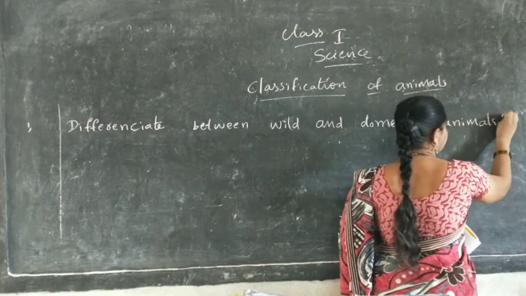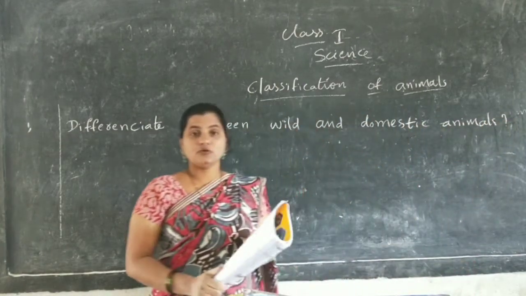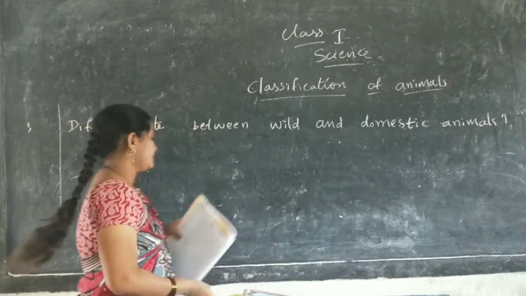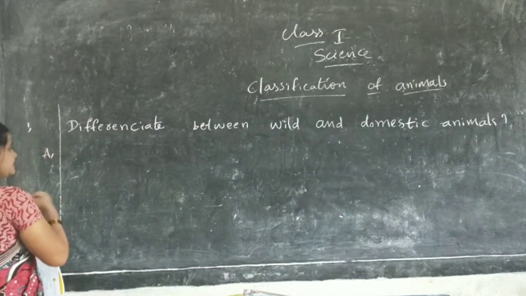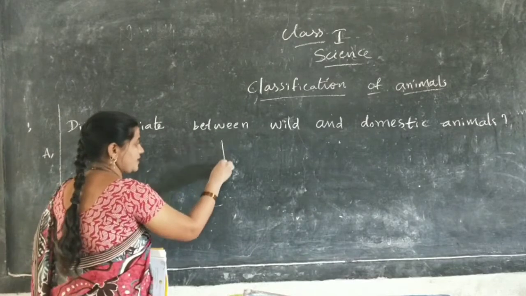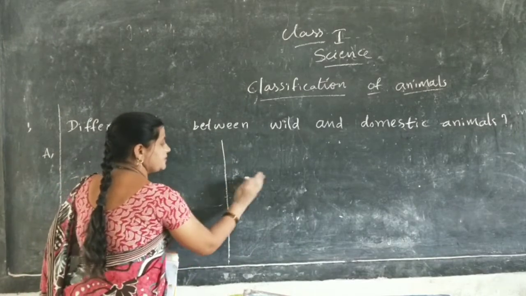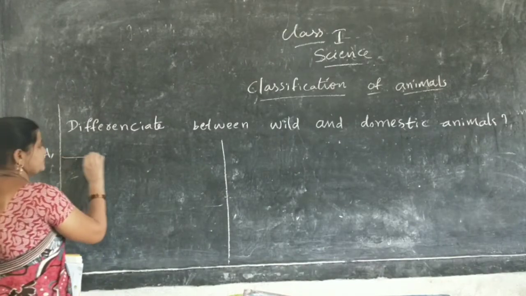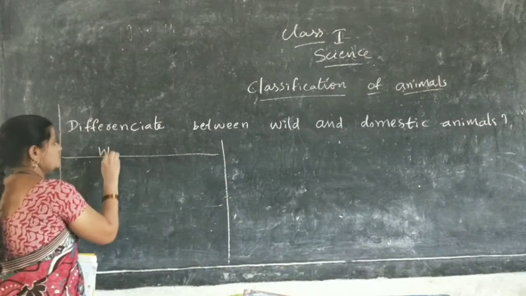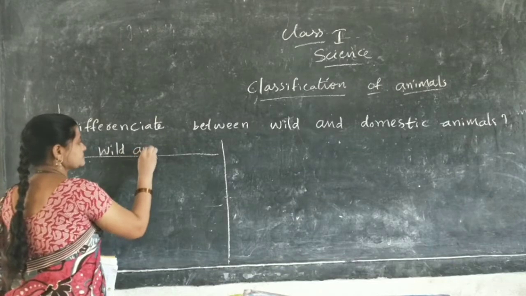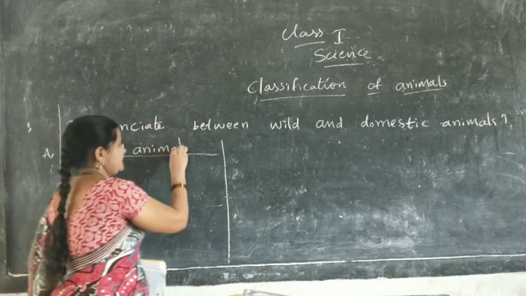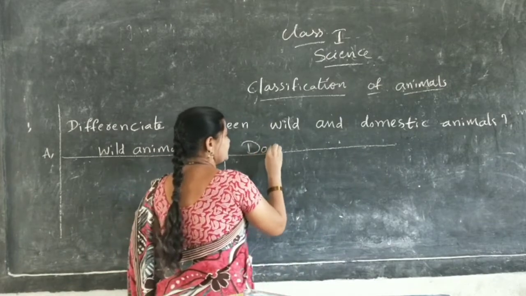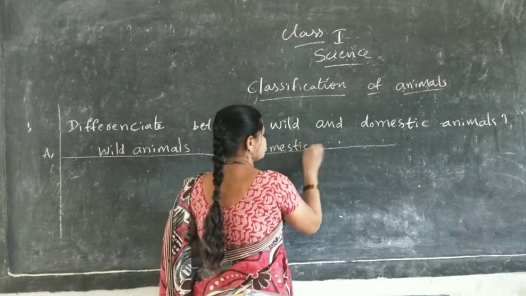Now you have to write the answer in your fair notebook. First open your fair notebook and pencil. And start writing the answer like this. First of all, you have to divide the page into two halves. In the first half, you have to write wild animals. And in the second half, you have to write domestic animals.